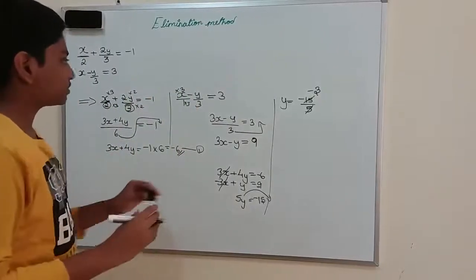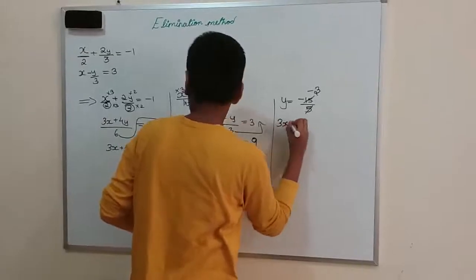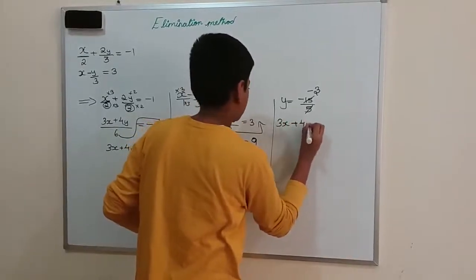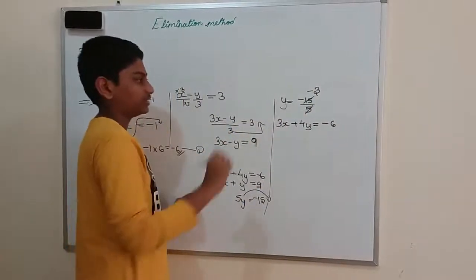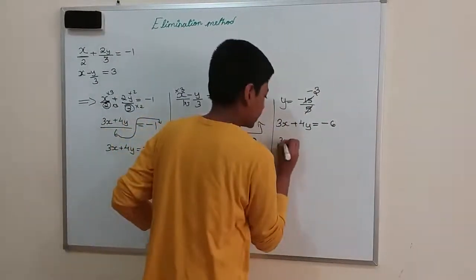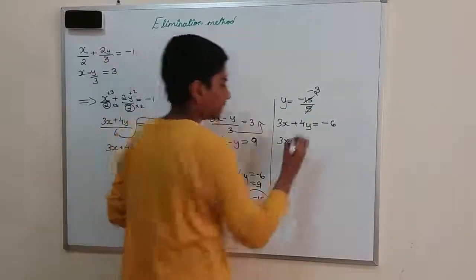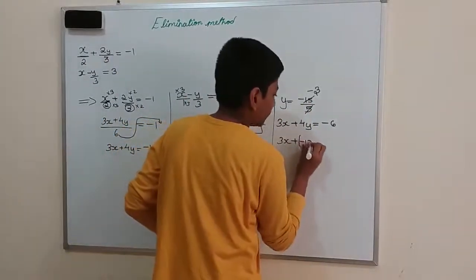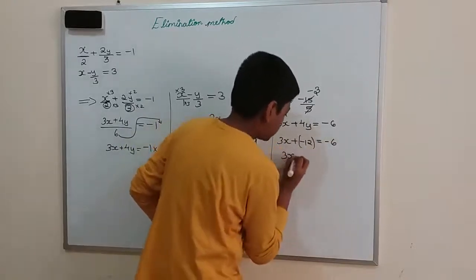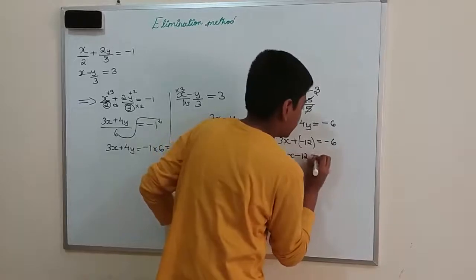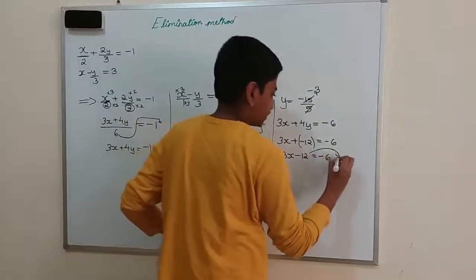Now what should I do? I should find the value of x. So 3x plus 4y should be equal to minus 6. Now I should replace the value of minus 3 over here. So 3x plus minus 3 into 4 is nothing but minus 12. So minus 12 in brackets equal to minus 6. So 3x minus 12 should be equal to minus 6. Now what should I do? I should just transfer it from here to here.